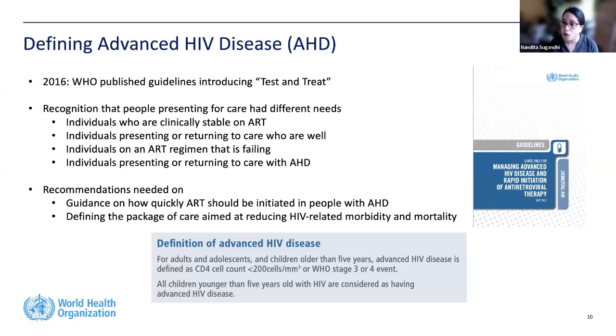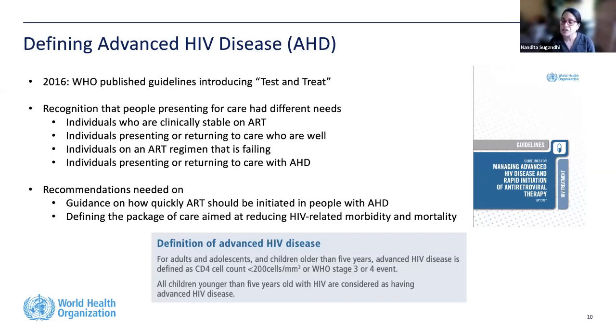So there were those that were already very clinically stable on ART and just needed to continue their treatment. There were those that were presenting for care for the first time or returning to care, who were also well and needed to start treatment again. But we also had people who were not doing well on their treatment. And there were people who had already progressed to immune suppression and were returning with AIDS defining illnesses or low CD4 counts. And that's really what we called advanced HIV disease because the infection had progressed to a point where there was severe immunosuppression.